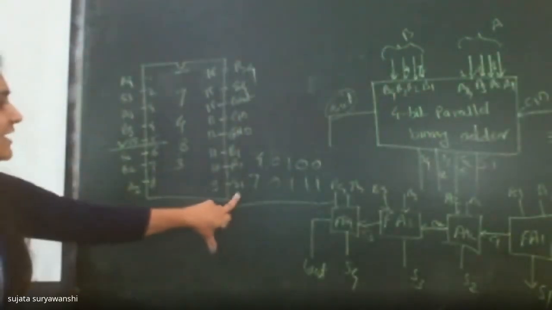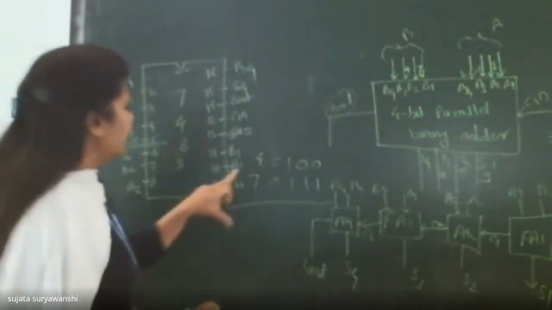And S1 is the 9th pin, so you can write here 9. Then A1 is the 10th pin, so you can write here 10. Then 11 is the B1 pin, so you can write here 11.